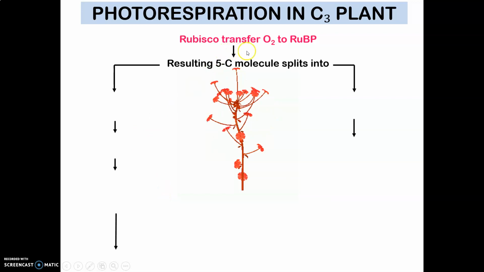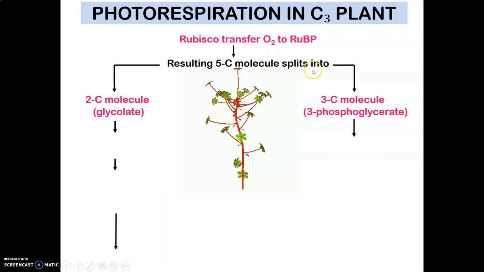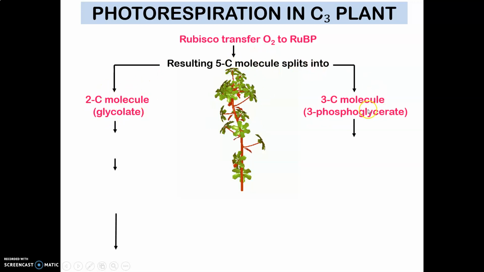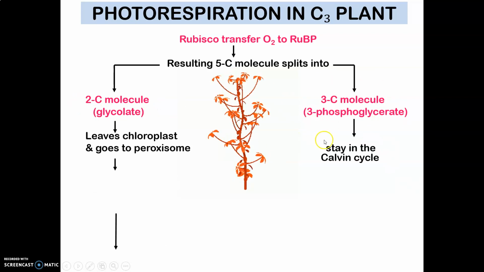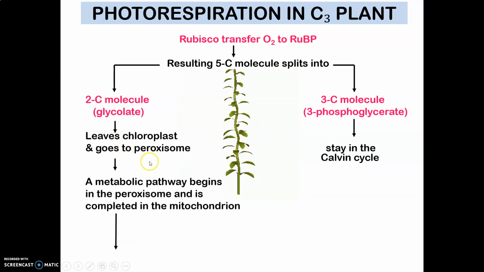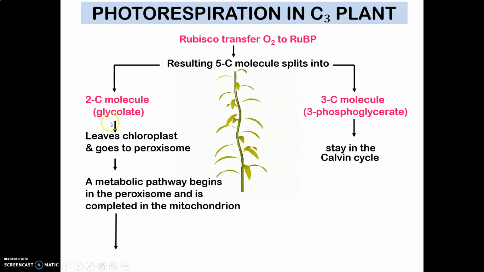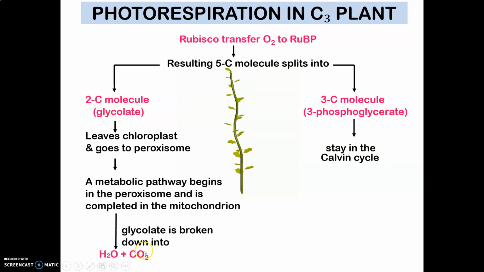Okay, Rubisco akan transfer oxygen to the RBP resulting in the formation of 5 molecules of carbon which splits into glycolate dan juga this 3-phosphoglycerate. Okay, untuk 3-phosphoglycerate akan stay in Calvin cycle. Cuma untuk the glycolate molecule akan leave chloroplast and goes to peroxisome. Dia akan menggunakan basically more ATP for the breakdown of glycolate. Dia akan menyebabkan the release of carbon dioxide dan water. Carbon dioxide ini memang tidak akan digunakan untuk Calvin cycle. Dia release, dia keluar sahaja.